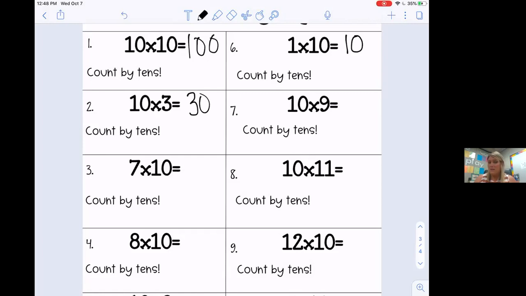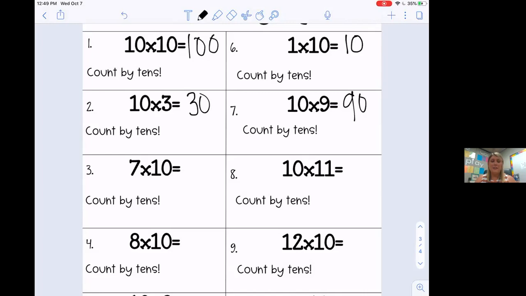Our next multiplication sentence, 10 times 9. So boys and girls, what number am I multiplying 10 by? 9. So how many fingers am I going to hold up? You got it, 9 fingers. Let's skip count together to figure out 10 times 9. 10, 20, 30, 40, 50, 60, 70, 80, 90. I have no more fingers left standing, and I stopped at 90. So my answer, or product, is 90.